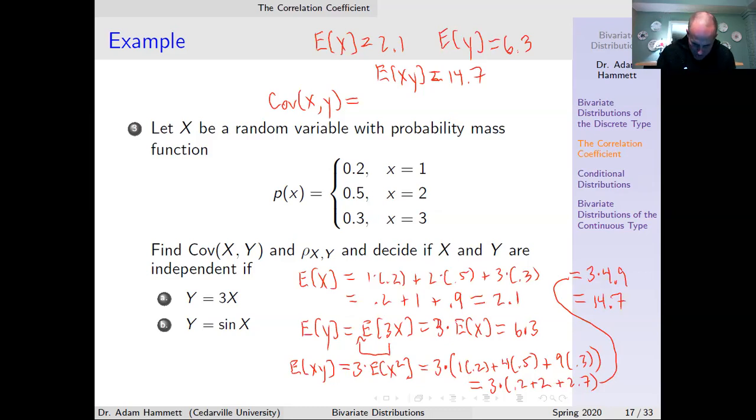Well, it's going to be 14.7 minus this product, 2.1 times 6.3. Which is, let's see here, 14.7 minus 2.1 times 6.3. It's 1.47. Okay, so that's 1.47.